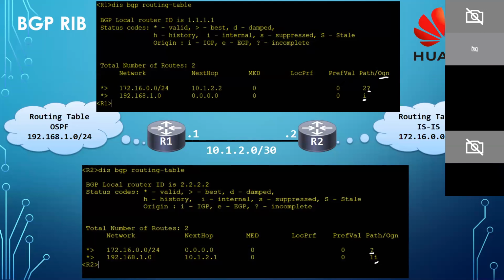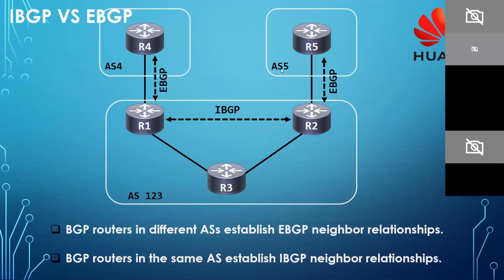So this is how you read the BGP table. So now that we saw how BGP establishes a neighborship and how BGP exchanges routes, we're gonna define what is iBGP and what is eBGP.